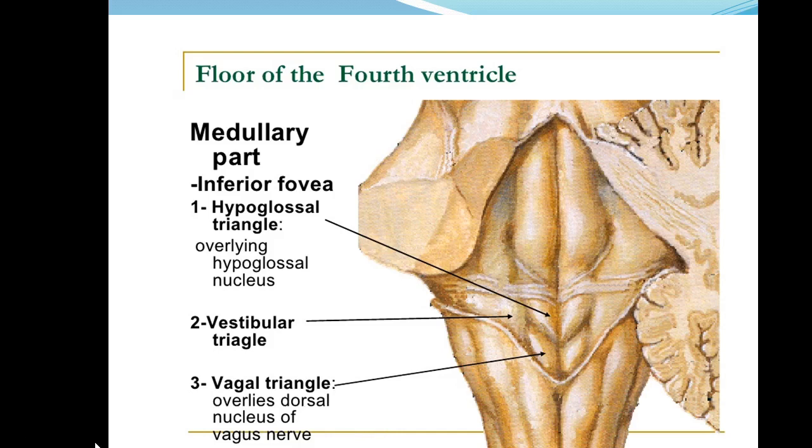Here you can see an obliquely running sulcus. This divides the medial eminence into two parts. An upper one, this is the hypoglossal triangle, and a lower triangular area that is known as the vagal triangle. These triangles lie respectively over the hypoglossal nucleus and the vagal nucleus. So this sulcus runs downwards and medially from the inferior fovea.